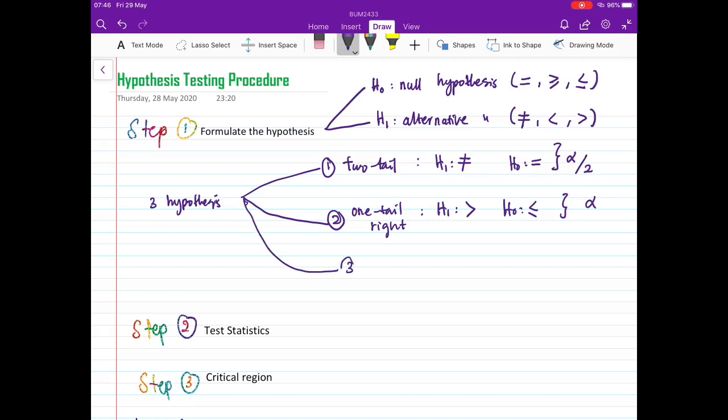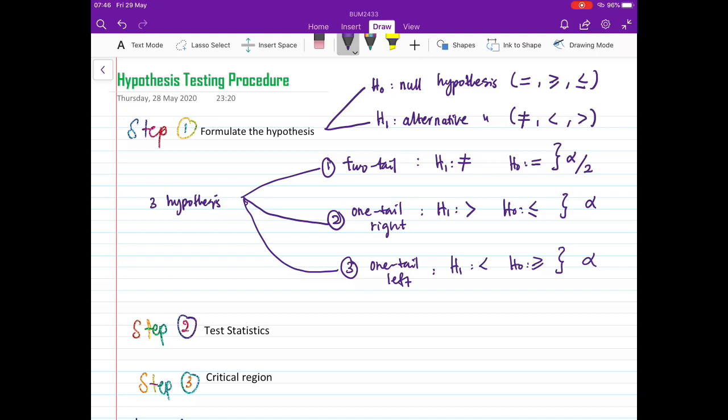And number 3, you will have one tail left. How do you know that your hypothesis is one tail left? Look at the H1. If H1 is less than and your H null is greater than and equal, then your significance level alpha cannot be divided by 2. So you have to remember these 3 types of hypothesis.